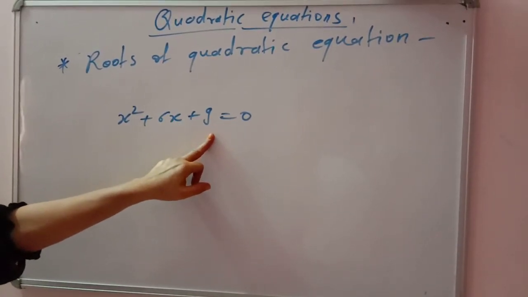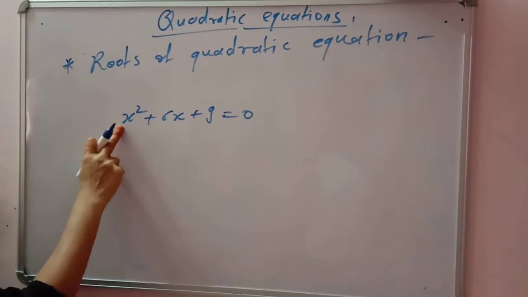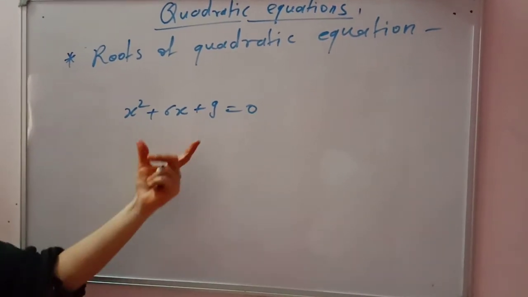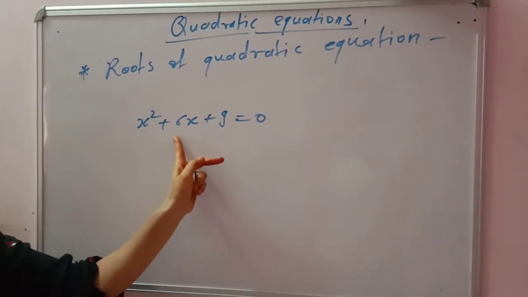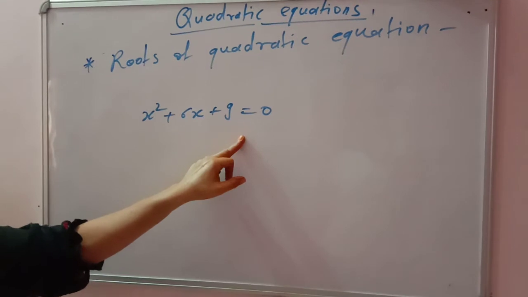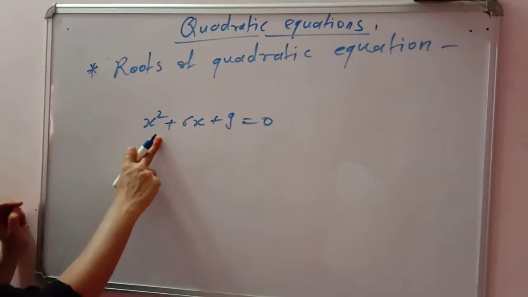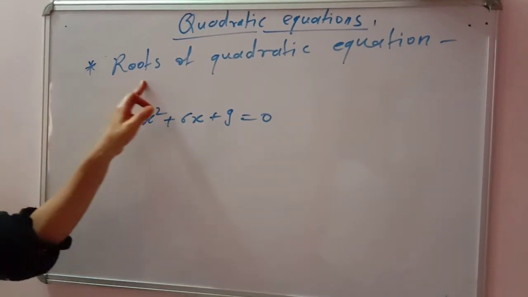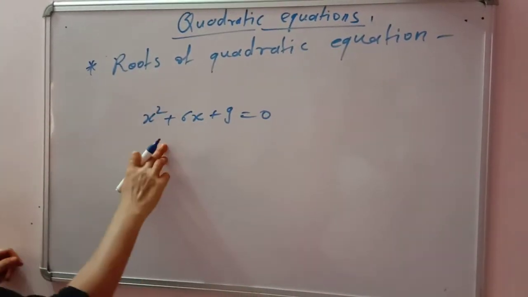To satisfy the equation means what? For that value of the variable, here the variable is x, both sides of the equation become equal. This is known as to satisfy the equation. So those values of the variable are known as solutions of this given quadratic equation or roots of that quadratic equation. We will solve this.